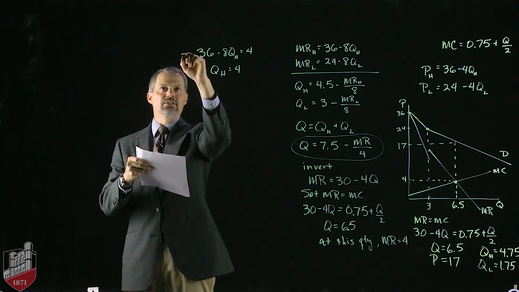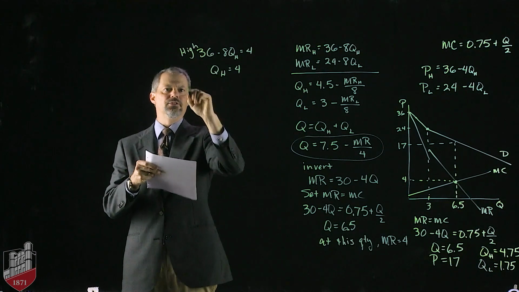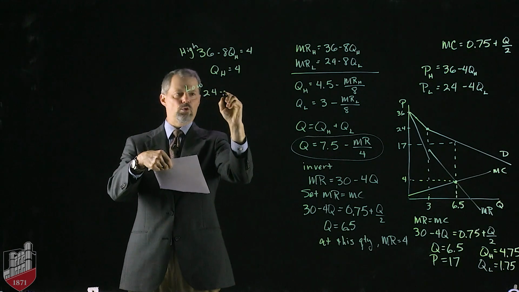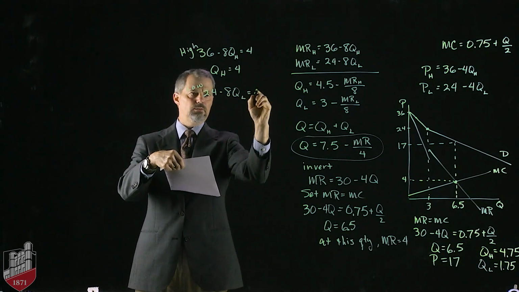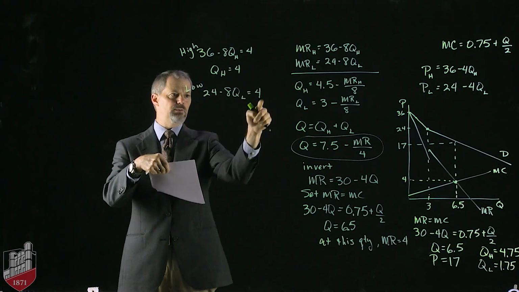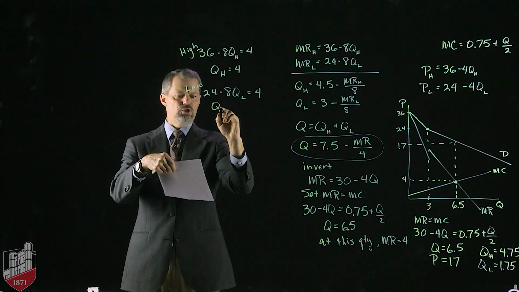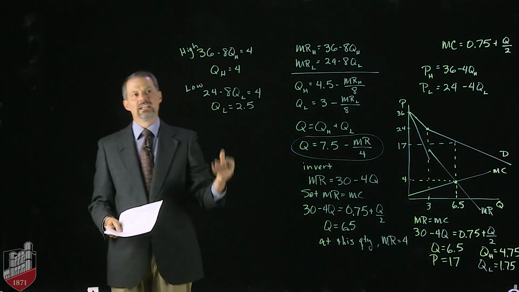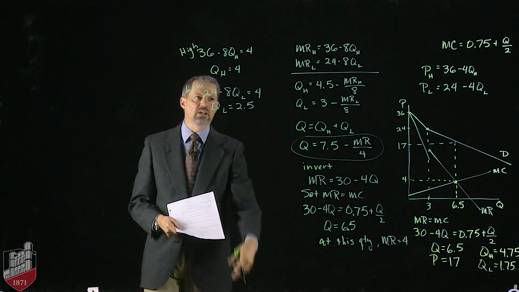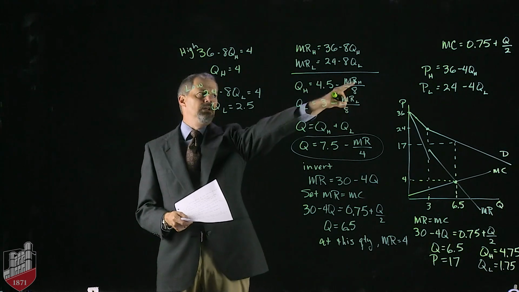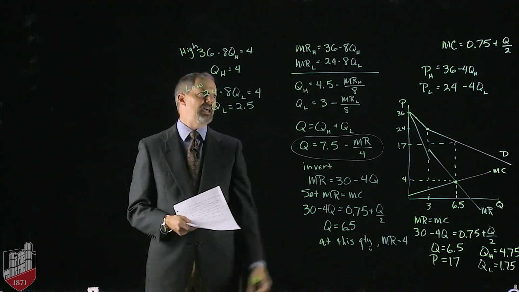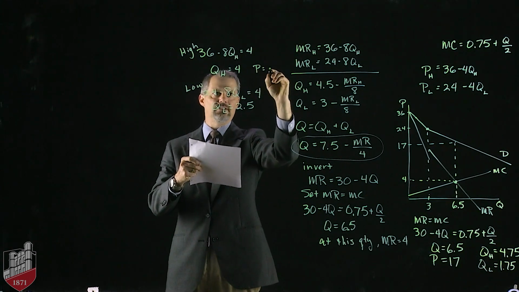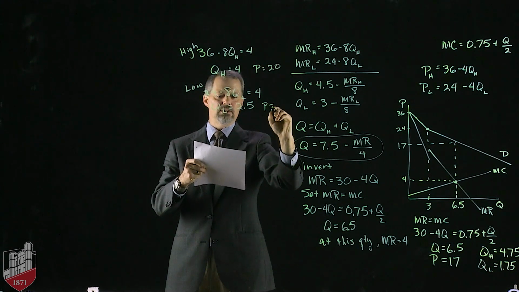So this is our high willingness to pay group. Let's do it now for our low willingness to pay group. We get 24 minus 8QL equals 4. So marginal revenue equals 4, and QL equals 2.5. If we find the price in each market, if you plug those back into the original inverse demand curves, you'll get the price. Here, price is going to equal 20. Here, price equals 14.